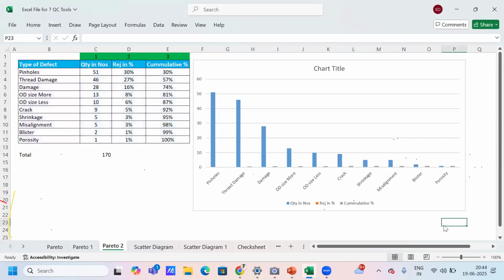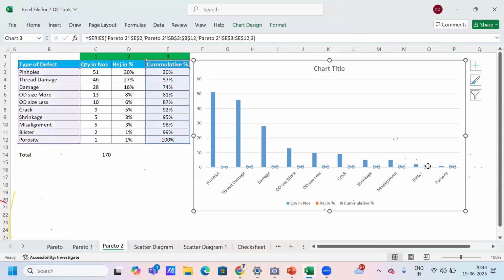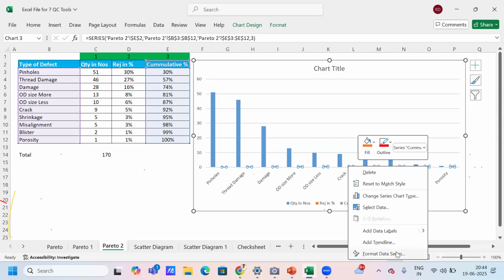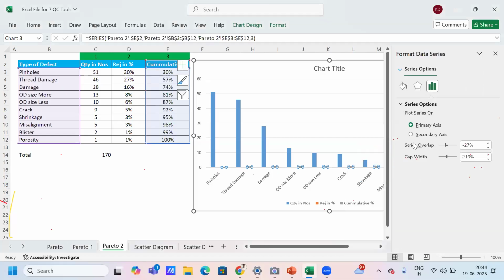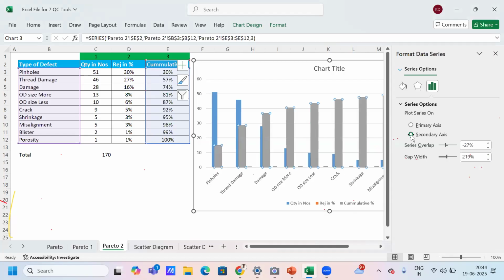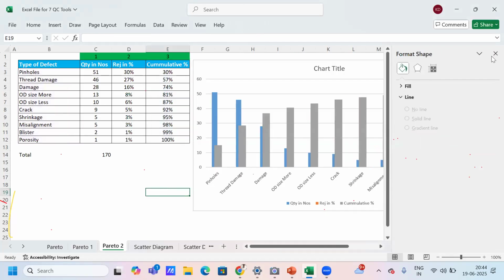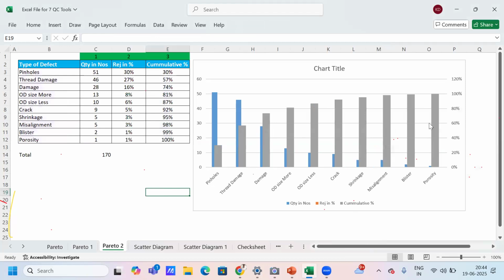So now these are very small, these are the cumulative percentages. The bars are bigger because those are in numbers and these are percentages. So now I need to select this small cumulative series. Now right click, go to format data series, and click secondary axis. Clear. So this will be in bar form, but we need it in line form.